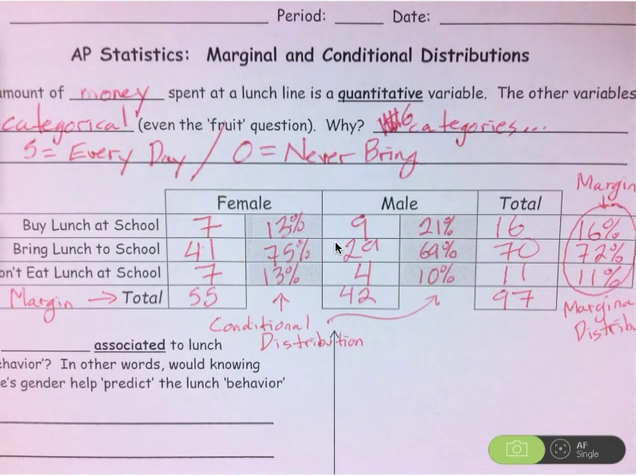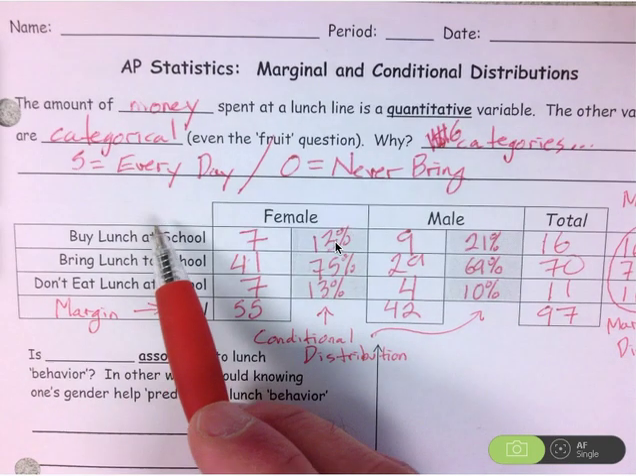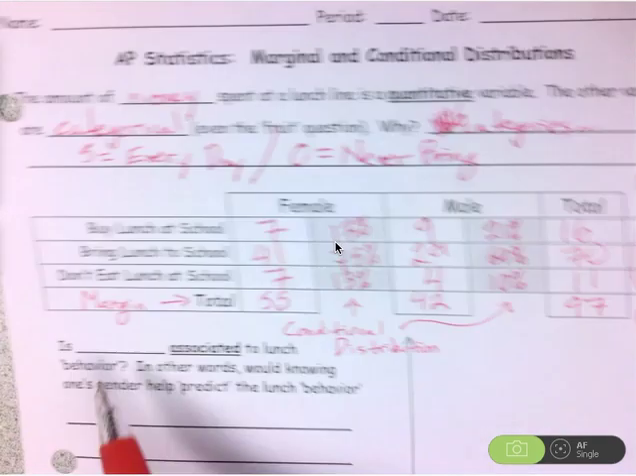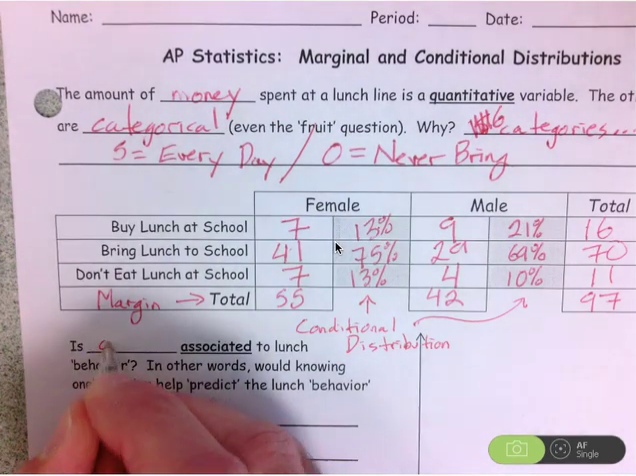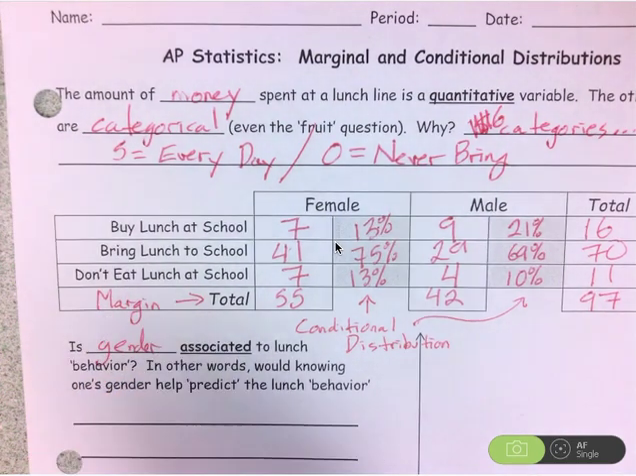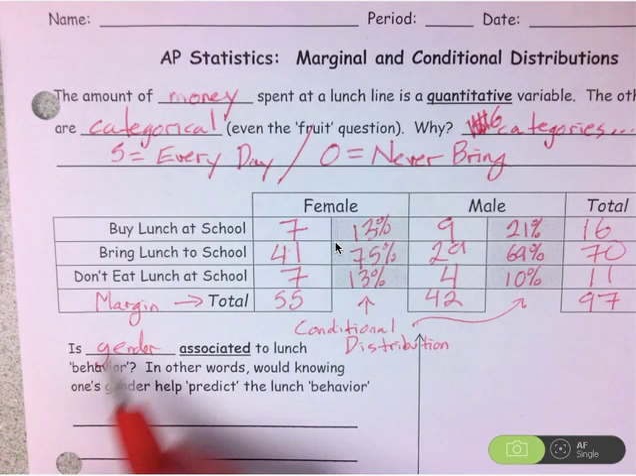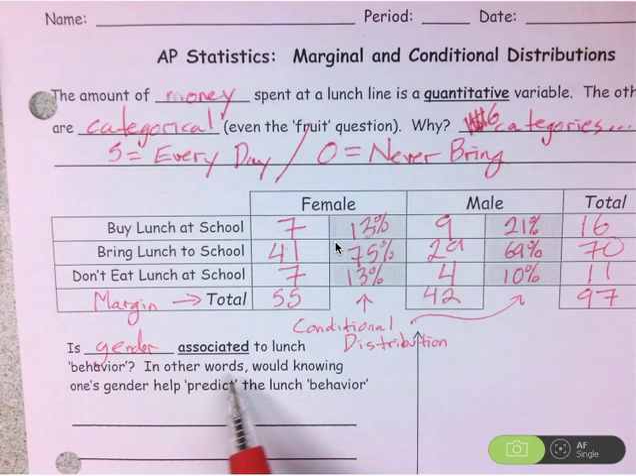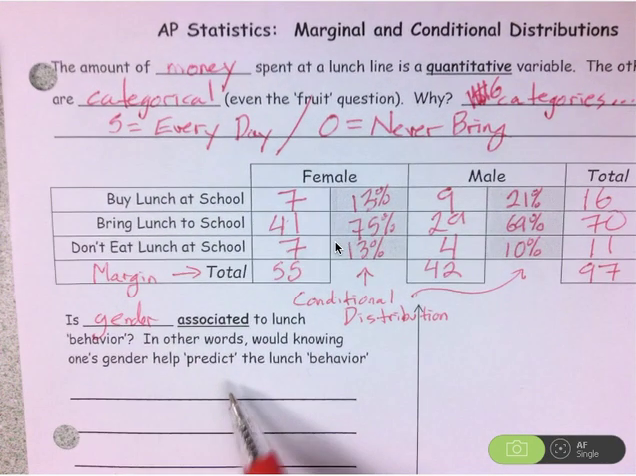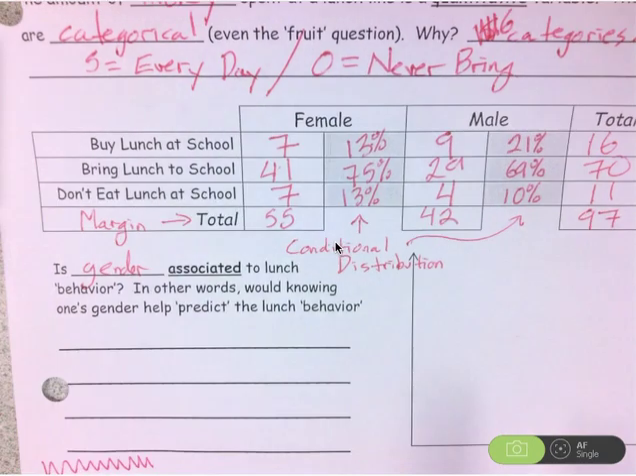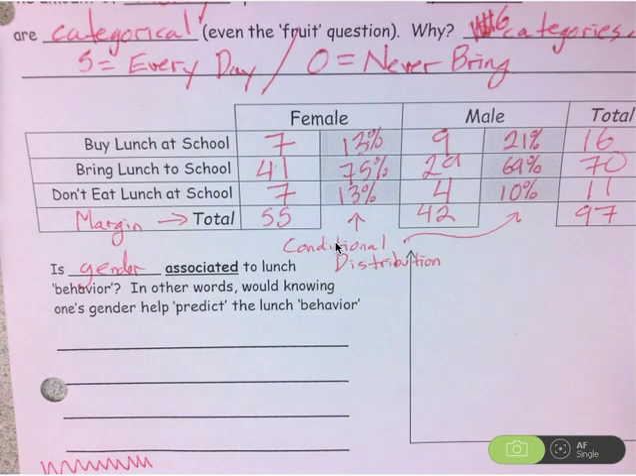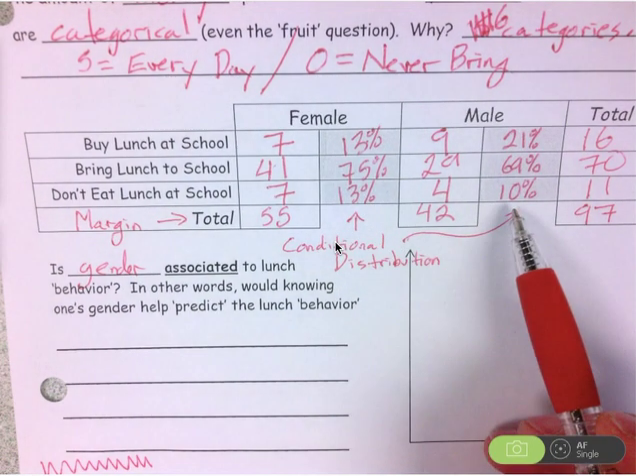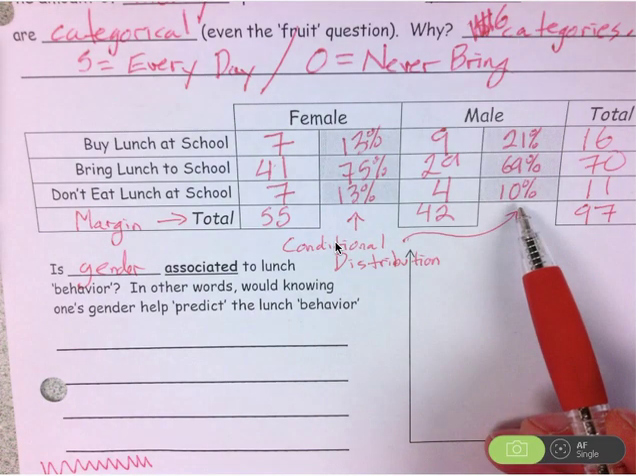And the conditional distributions are important because that's where we can look for a connection between gender and, if you will, choices at lunchtime. So is gender associated? I didn't know how else to put it, I call it lunch behavior. I suppose you could say lunch choices. So in other words, if you knew someone's gender, would that help you predict someone's lunch behavior? Well, if you compare the conditional distributions overwhelmingly, it really doesn't matter.